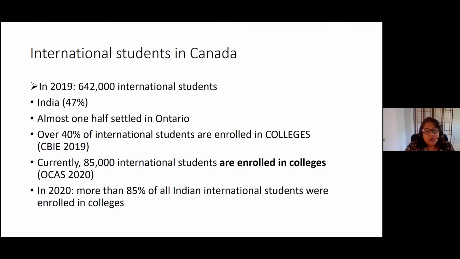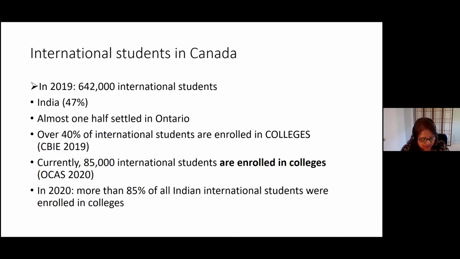So even though about 85,000 international students are enrolled in colleges, there are very few studies that actually focus on this cohort. The reason why this cohort is important is because 1 in 4 international students attend colleges, and 85% of all those Indian students that are coming to Canada are enrolled in colleges. So there is an overwhelming proportion of Indian students going to colleges. Why are they doing that?